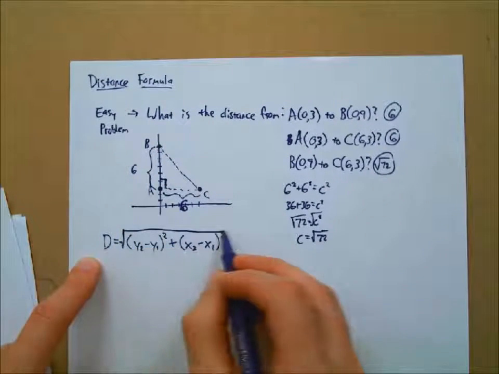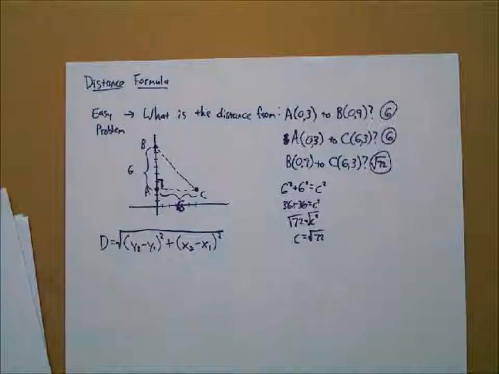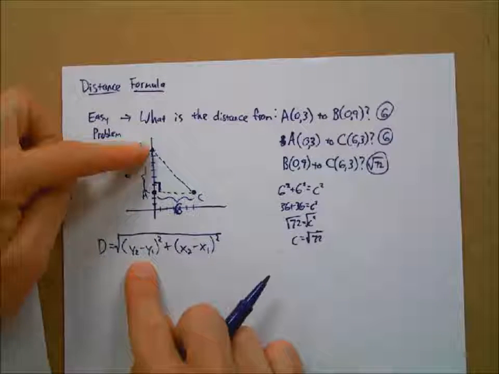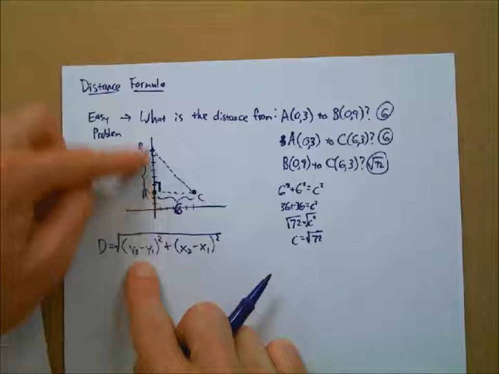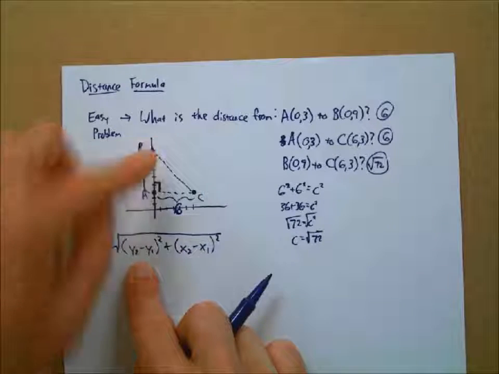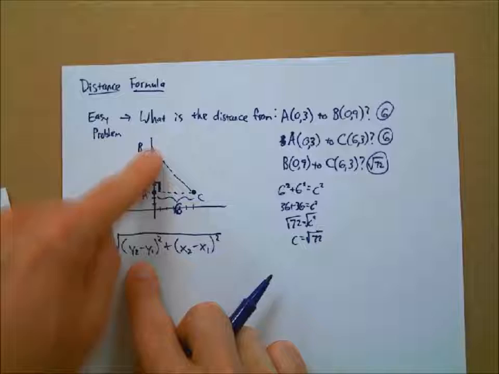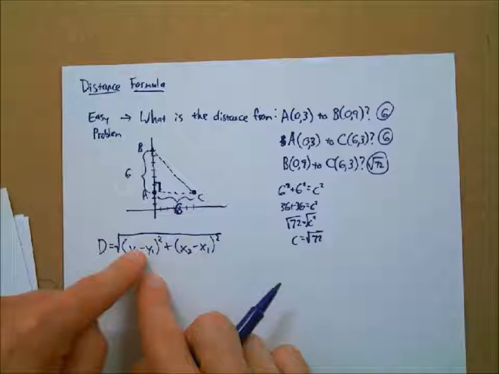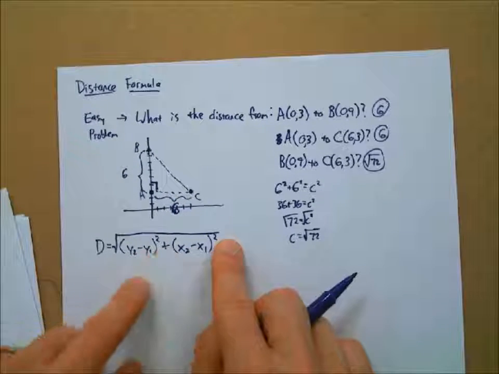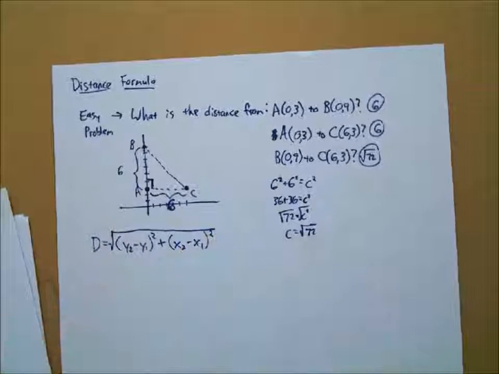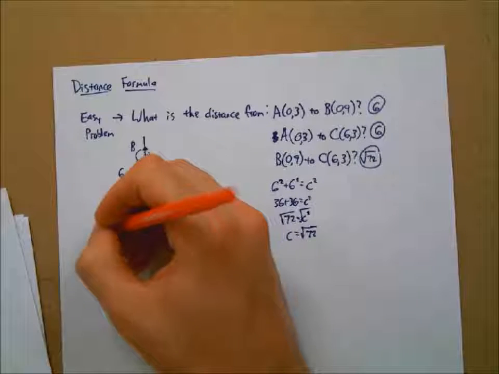There it is. The distance formula is just a manipulation of the Pythagorean theorem. That's all it is. Change in y between the two points, change in x between the two points. Square each for the Pythagorean theorem, add them together, and then take the square root of that quantity. Boom. There's your answer. And this formula you will need to know.